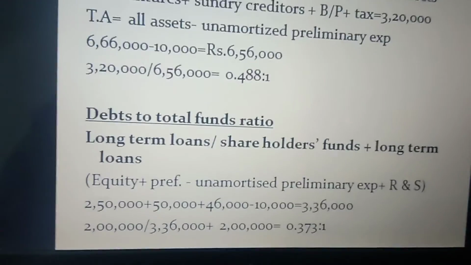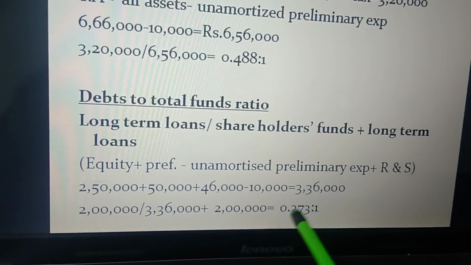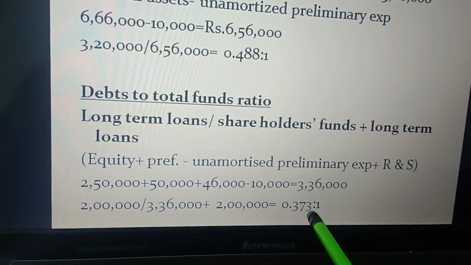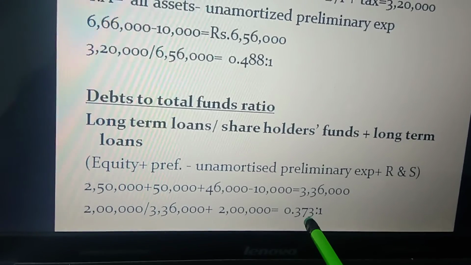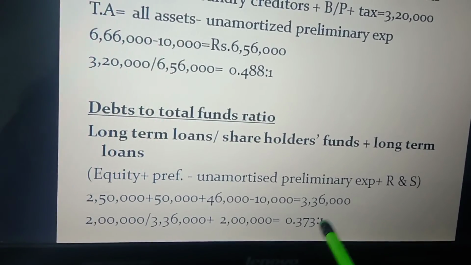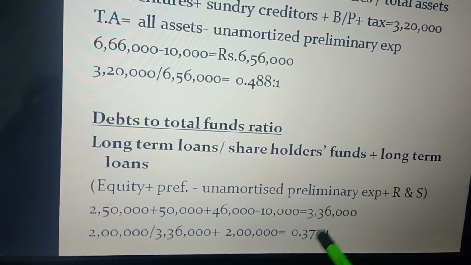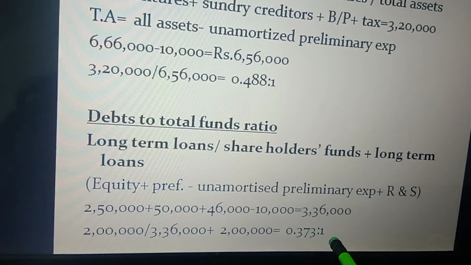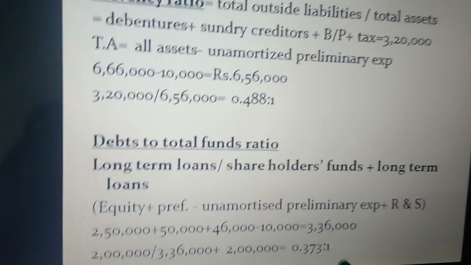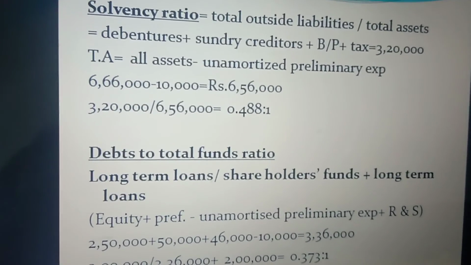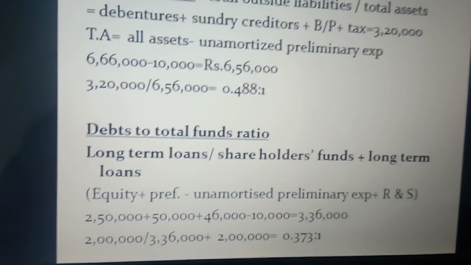Well, from this information, from the balance sheet, we came to know that again the company has 0.373, that is the shareholders' fund. That means that the long-term debts are less, and the fund is more than the debts to total funds. Again, the company's financial position is quite good to meet their long-term obligations.